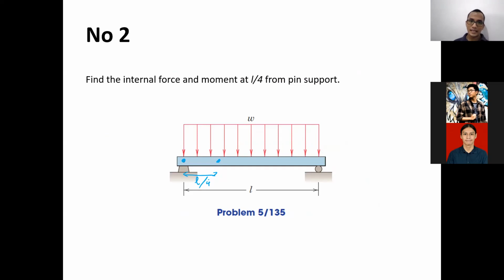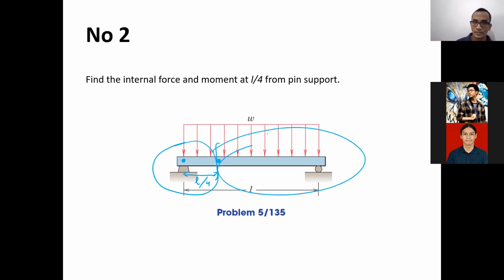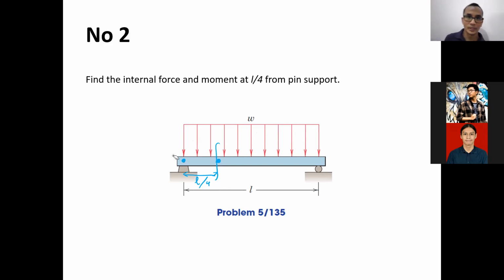In this case, like it or not, if we want to find the internal force and moment at this particular point, we have to do a section here, and then we can take a look at which side of the section we can use. We can use the left side or the right side. For both, like it or not, we still have to solve for the external forces first.